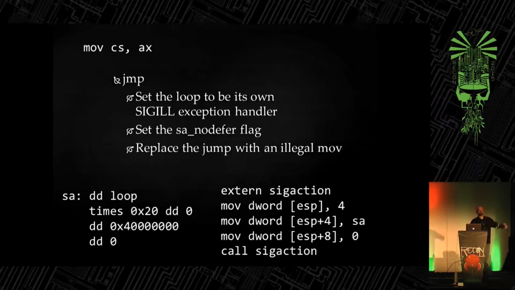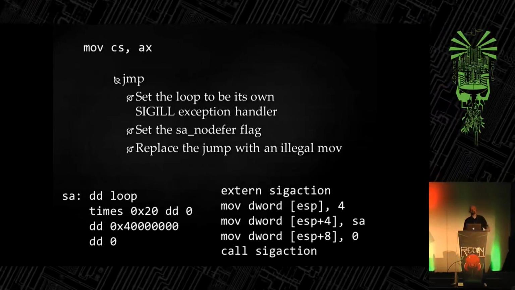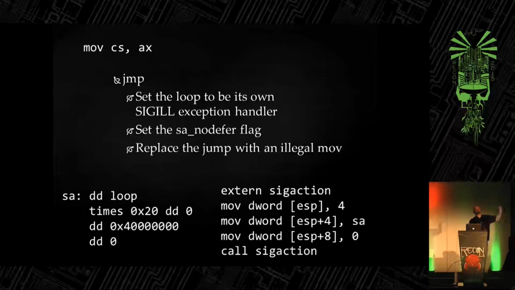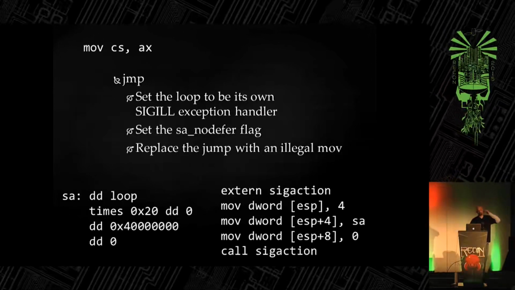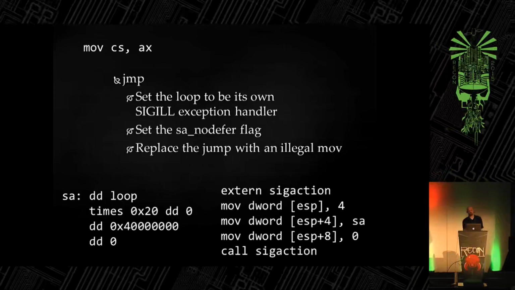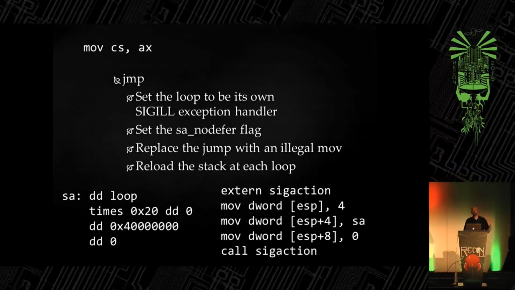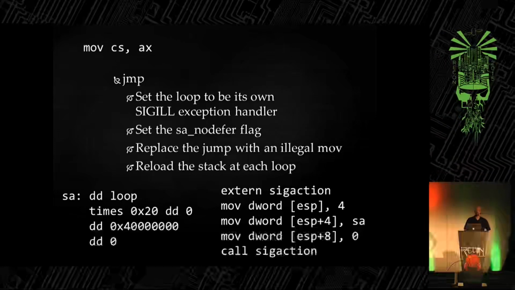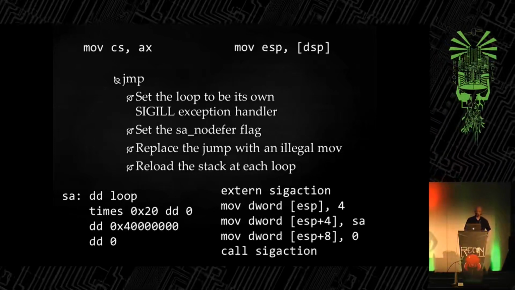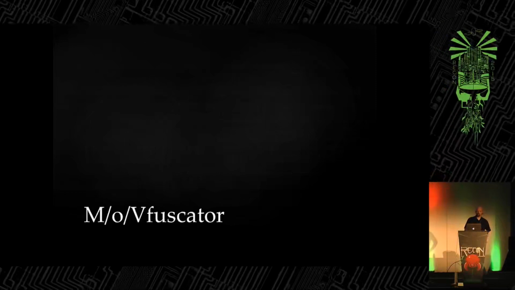So replacing that jump with this invalid move instruction will cause this exception to trigger, causing the program to jump back, lost my mic, to the beginning to handle its own exception. Finally, since we're going to be calling this exception handler recursively, we need this to not overflow the stack, so we'll reload the stack pointer every time this loop executes.